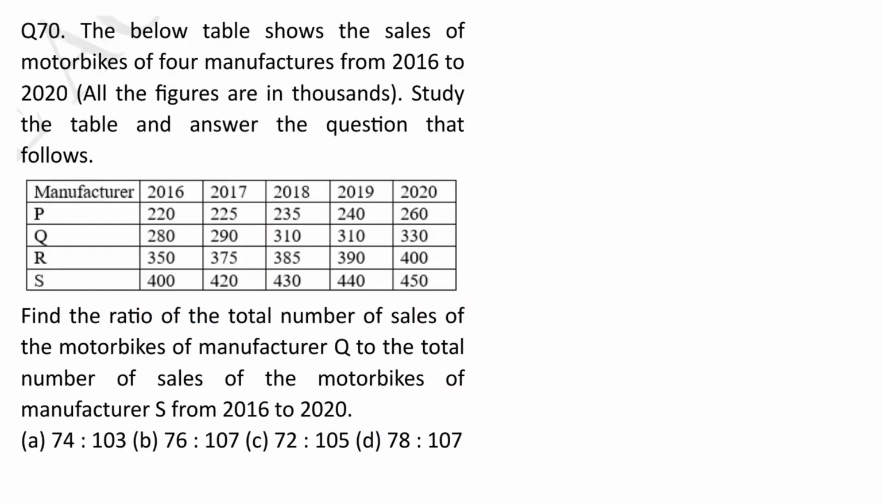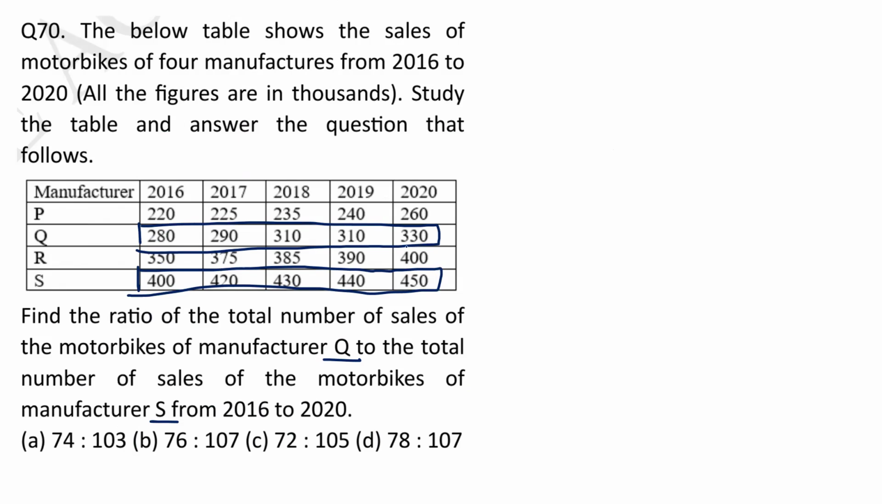The table below shows the sale of motorbikes for 4 manufacturers from 2016 to 2020. Okay, so he's asking you to find the ratio of total number of sales of motorbikes of manufacturer Q to manufacturer S.